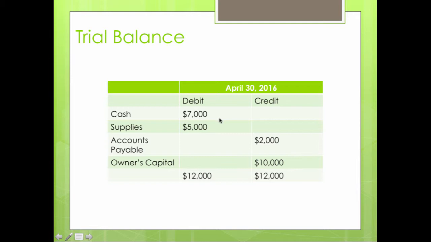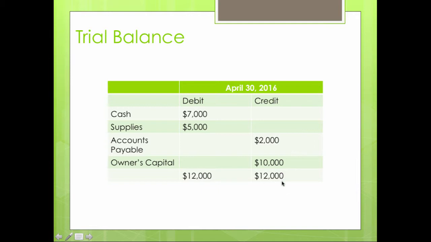So basically this is a list of accounts with the balances, and the balances will be recorded on either the debit or the credit side, depending on whether there's a debit or credit balance. Remember that a debit balance is when the total of debit amounts exceeds the credits, and likewise a credit balance is when the credit amounts exceed the debits. Okay, so what you do is list each account with the balance on either the debit or the credit side, and then find the totals for each column.